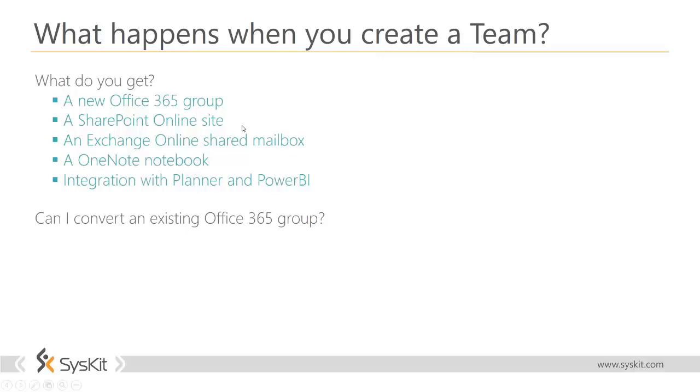One good question would be, when I create a team, does it have to be from scratch? Or I already have an Office 365 group, can I just convert it to a team? And the answer is yes, you can just convert an existing Office 365 group to a team. Another question that I've heard a couple of times is, can I go back? I've created a team, but I don't want a team, I just want a group. And unfortunately, the answer is no. If you went from an Office 365 group to a team, you cannot go back.